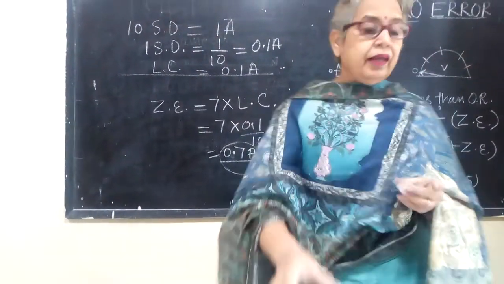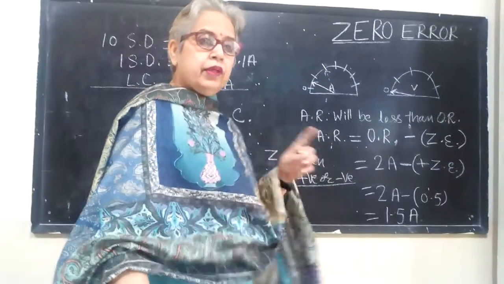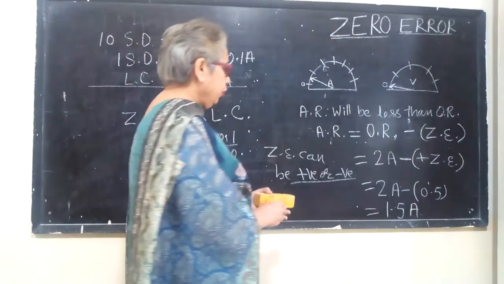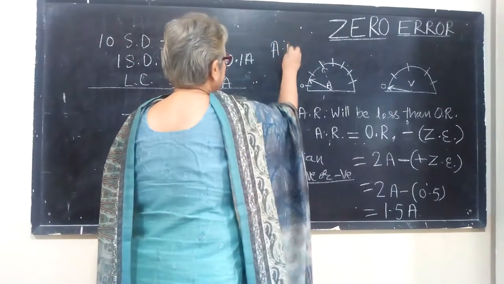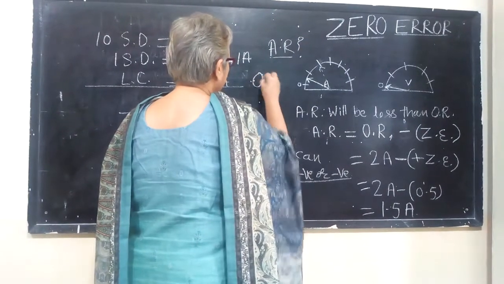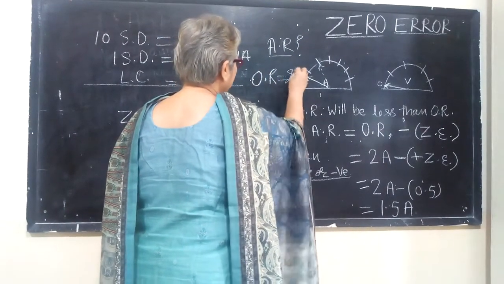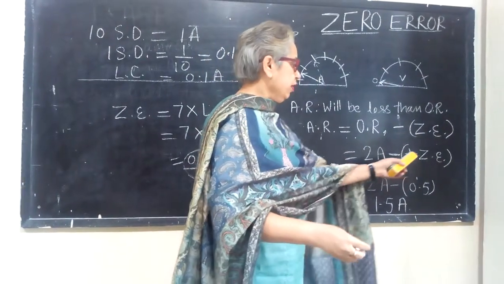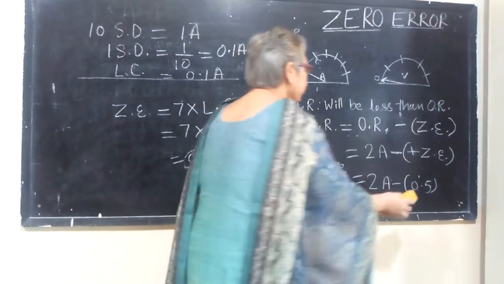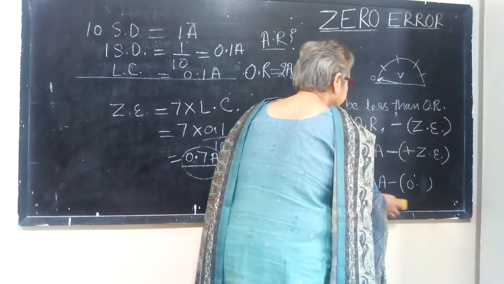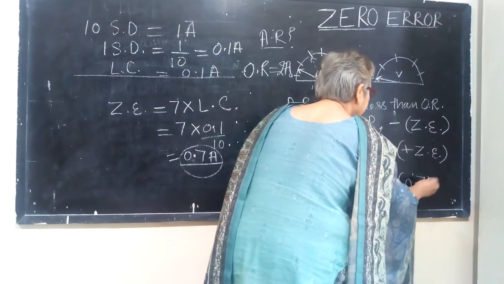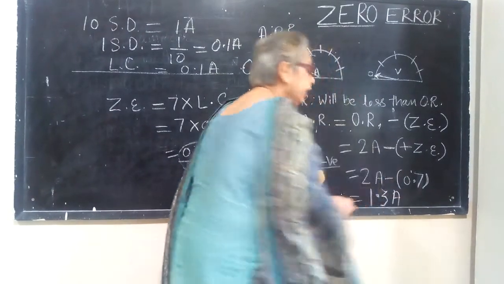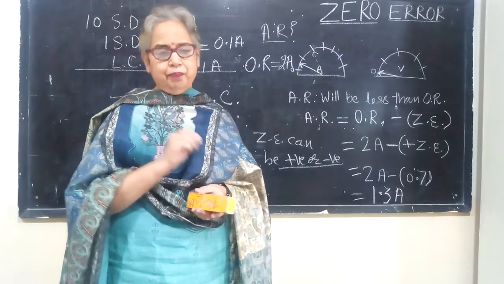Okay. Now, let us say that when you use this ammeter in a given circuit for taking the reading, your observed reading is equal to 2 amperes, and you have to find the actual reading. So actual reading will be 2 amperes minus positive zero error. Okay, so you will subtract 0.7 and then your answer will be that actual reading is 1.3 ampere.